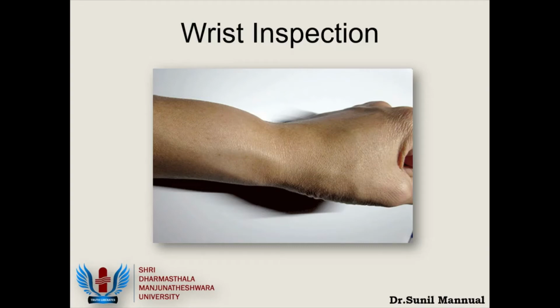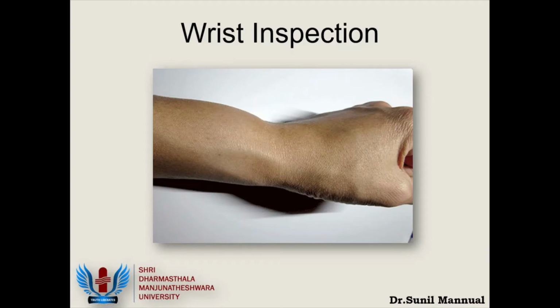So what do you see here? You see, in this inspection, I'm sure this diffuse swelling on the dorsal side of the wrist is not normal. So this is the thing that you find out from inspection. What are the other things that you can pick up from inspection?